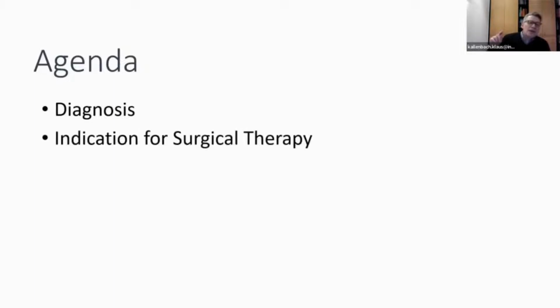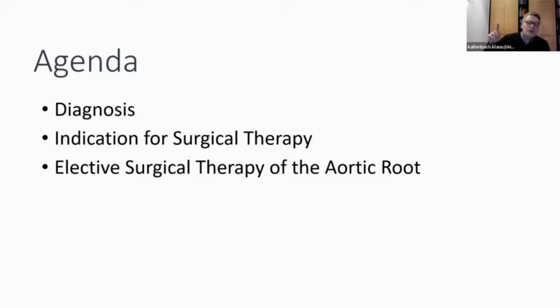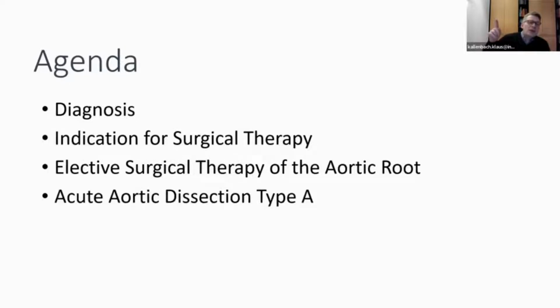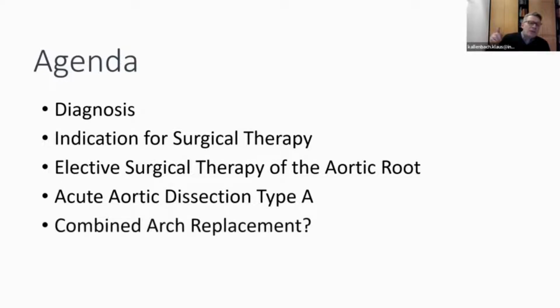First, the agenda. I'm speaking about the diagnosis, about the indication for surgical therapy. I will talk about the elective surgical therapy of the aortic root, about the acute aortic dissection type A, and about the question, should we do a combined arch replacement when we operate on the ascending aorta? Next slide, please. So we are speaking about the diagnosis now.